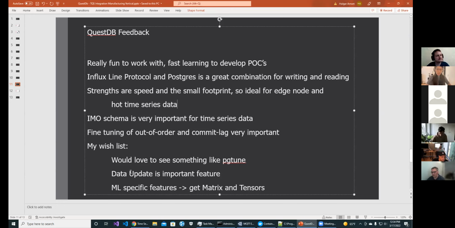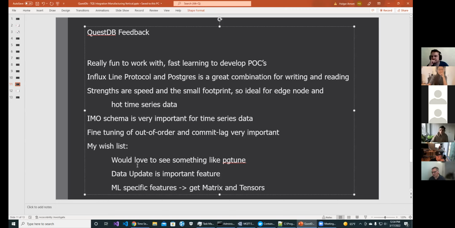So my wish list is, of course, and I think you guys will talk about that a little bit later, something to automatically tune the database. I don't know all the different knobs you can turn to increase performance, so that would be handy. Postgres has something like PGTune, where you put in some parameters and it gives you a good configuration. Data update, somebody was talking about that. Updating the data is an important feature for us.